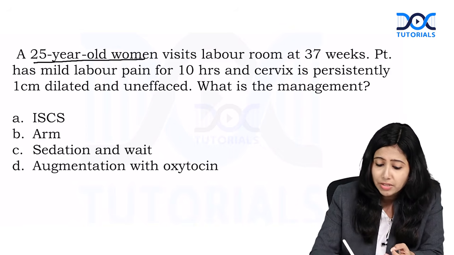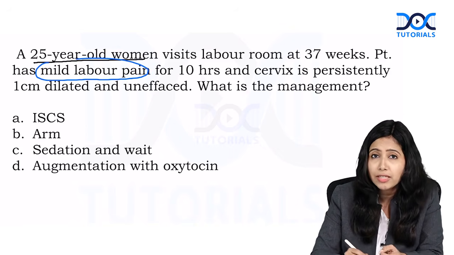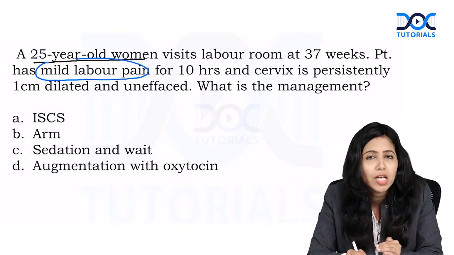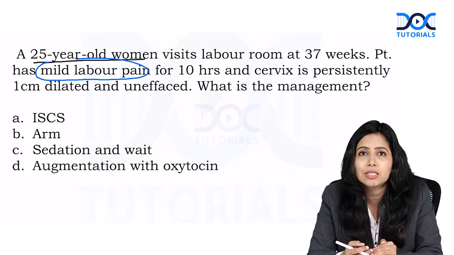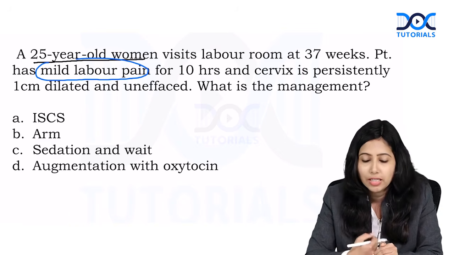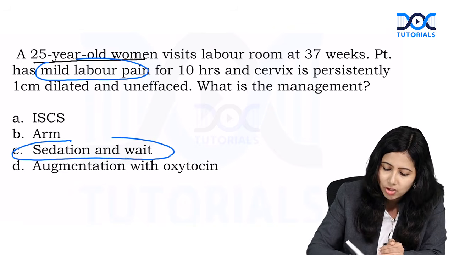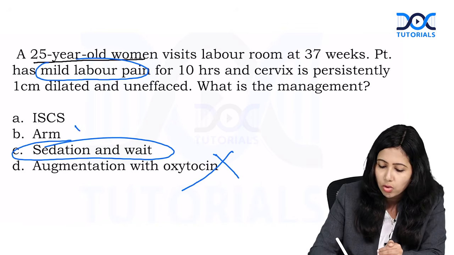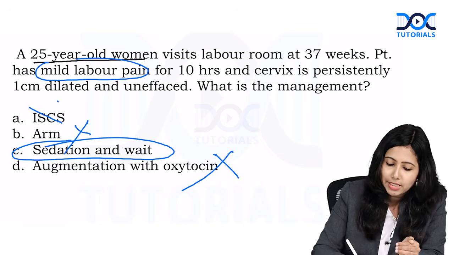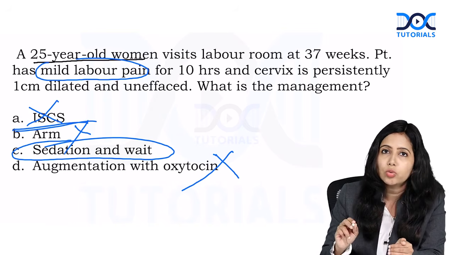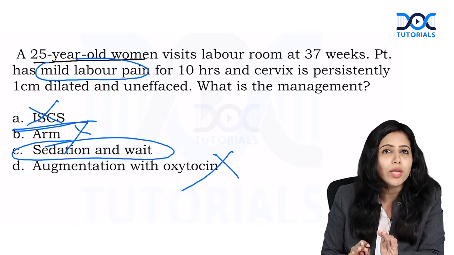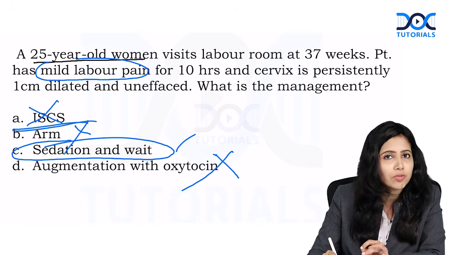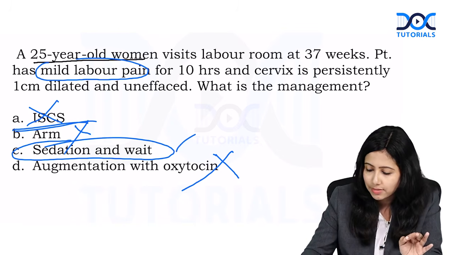But as the patient is having labor pain and there is no change, the next thing that can be done is wait. Along with that, give her some relief medications such as sedation. So the answer here is sedation and wait. You are not going to give augmentation with oxytocin. You are not going to do ARM. LSCS, never. You are not going to do that either. So you are just going to wait for this patient. You would wait and watch and maybe give her sedation as well. So that is the correct answer in this.